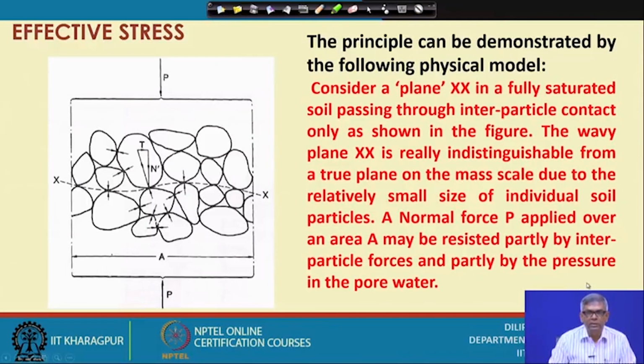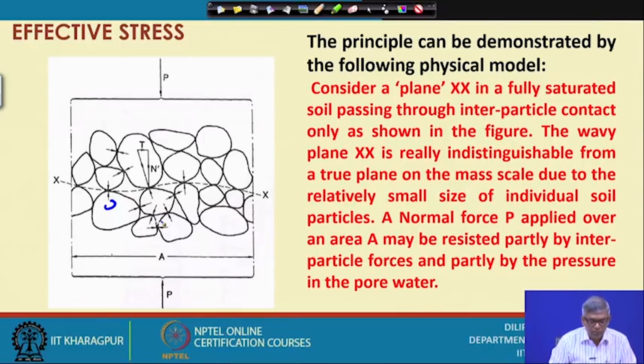If I see this in a soil mass in a very large view, these are all soil grains, and there are a number of contacts between the soil grains. The remaining portion between the contacts and the particles is voids. These voids, in saturated condition, will be filled up with water, otherwise they will be filled up with air.